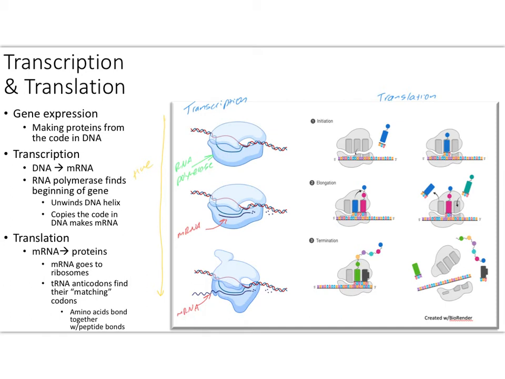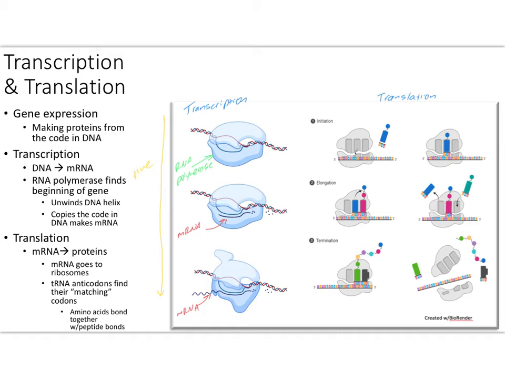So just again to recap, transcription is a process of taking the code in DNA and using that to create mRNA. It occurs in three phases: initiation, elongation, and termination. Initiation of transcription begins when RNA polymerase finds the beginning of a gene on DNA, causes the backbones to separate, and it starts to copy the code in DNA and starts to create mRNA.